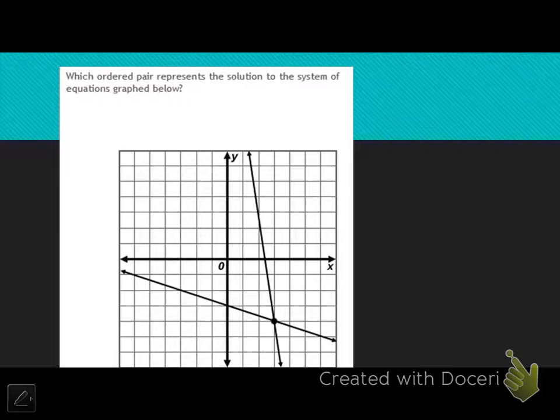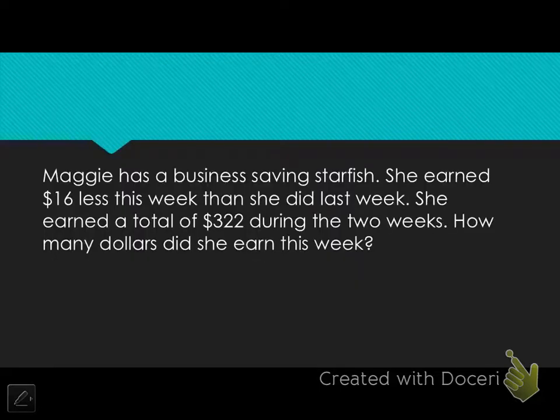Okay, which ordered pair represents the graph below? We've already done that one. So Maggie has a business saving starfish. She earned $16 less this week than she did the last week. She earned a total of $322 during the 2 weeks. How many dollars did she earn this week?